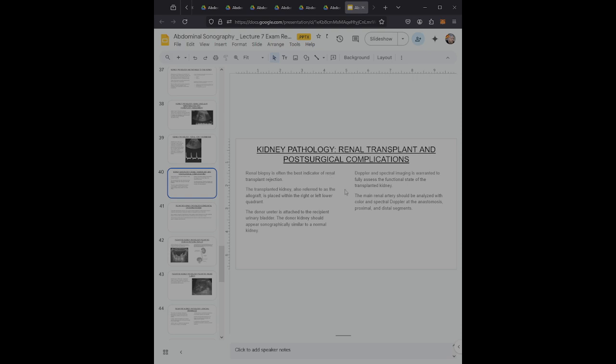Renal biopsy is often the best indicator of renal transplant rejection, and a transplanted kidney, referred to as an allograft, is placed within the right or left lower quadrant. So we use Doppler to assess the function of the transplanted kidney, and the renal vein should demonstrate continuous flow away from the kidney, and it may be examined at the anastomosis site with the iliac vein.